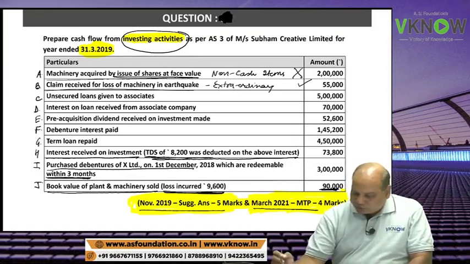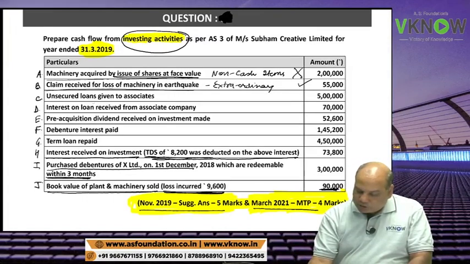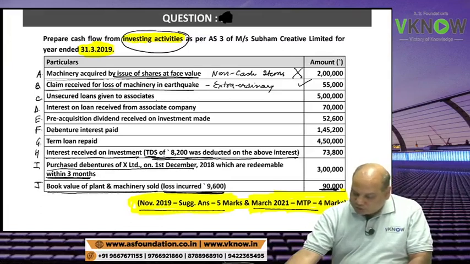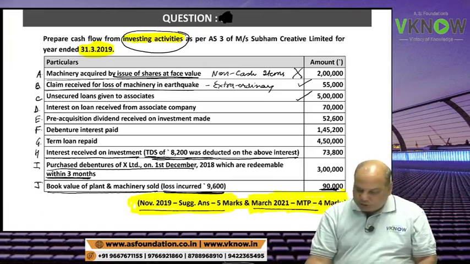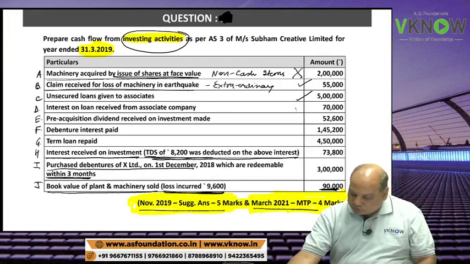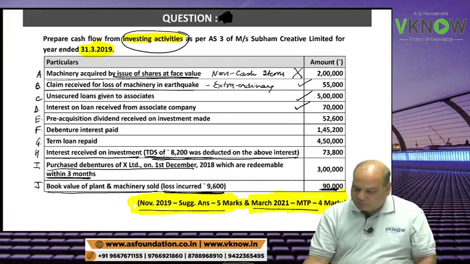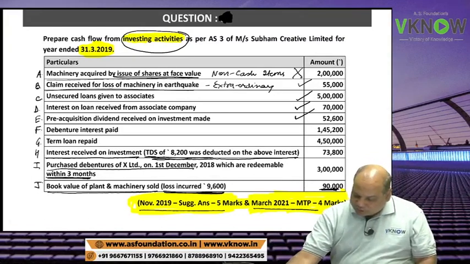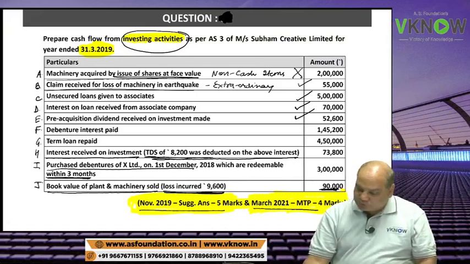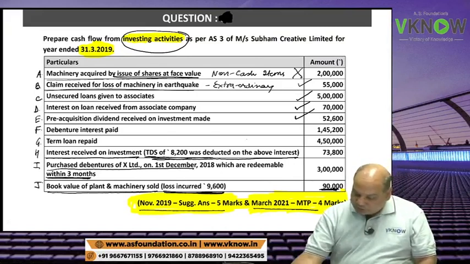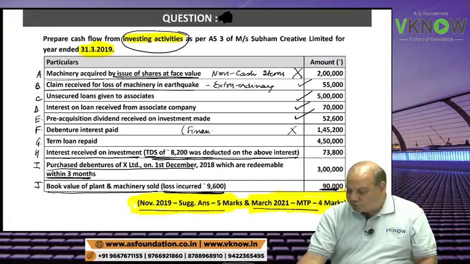This will come in extraordinary item. Unsecured loan given to associate: yes, this will come. Interest on loan received: yes. Pre-acquisition dividend received will come in cash flow statement. Debenture interest paid will not come. This will be shown in financing activity.